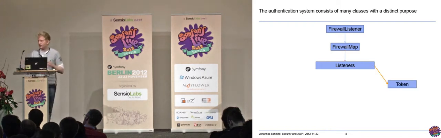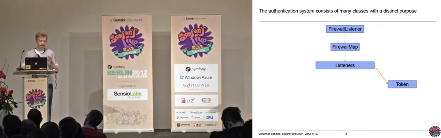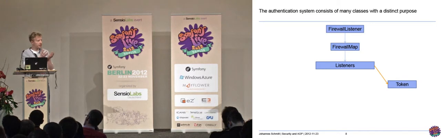These authentication listeners always create a token, and the token is basically just a class which encapsulates your authentication information. That is, for example, the username and the password, which would be stored in a token, but it could be anything depending on your authentication system. For example, if you have Facebook authentication, then you want to store some sort of access token in that token class. And the listener basically extracts that information from the request object and puts it into the token.